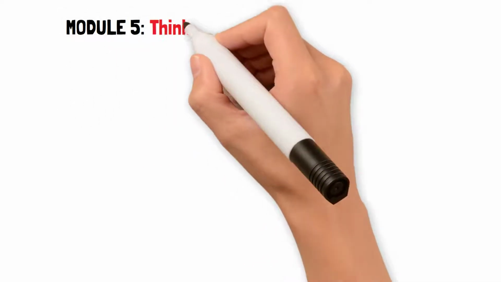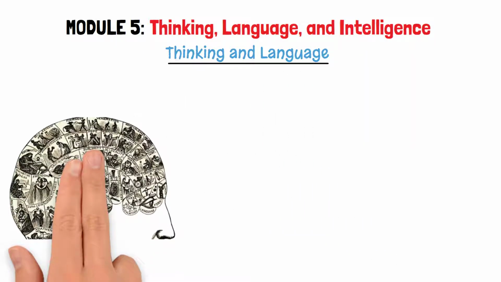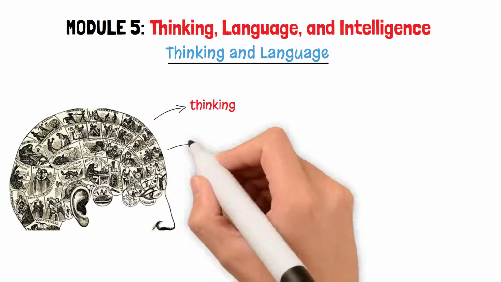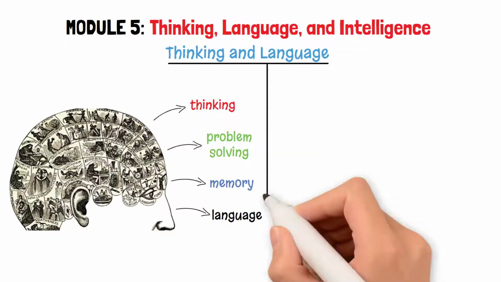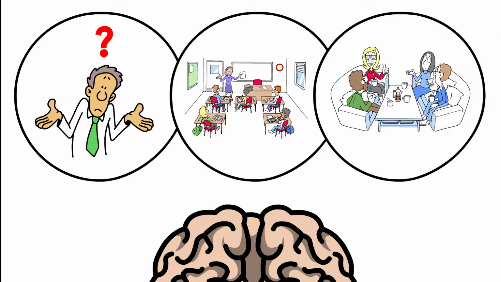Module 5, Thinking, Language, and Intelligence. Thinking and language. Cognitive psychology is a vast field that deals with mental processes such as thinking, problem-solving, memory, and language. It is essential to understanding how we perceive, learn, and interact with the world around us.